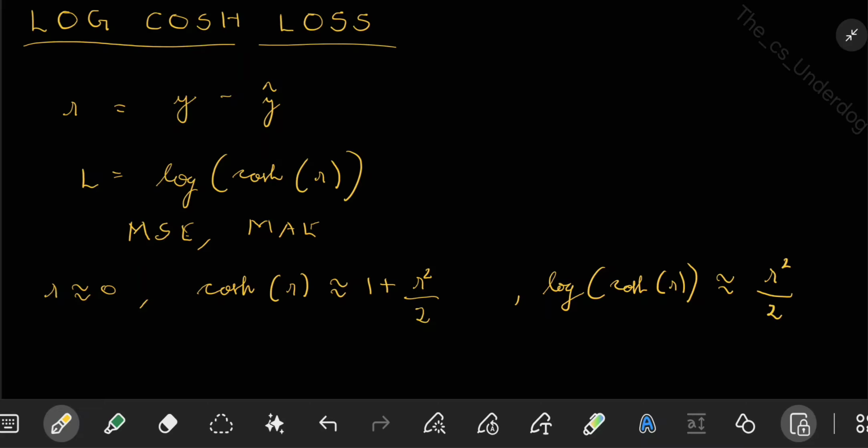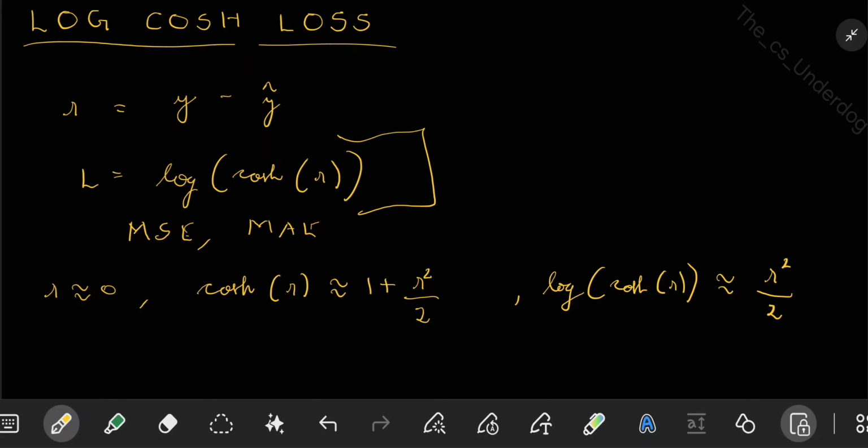So what happened here is, when your r is very small, if it is near 0, when you take cosh, it will be 1 plus r square by 2. When you take log of cosh, it will be somewhat near r square by 2. That means your log cosh is functioning similar to mean squared error near r equal to 0. This is the first point.